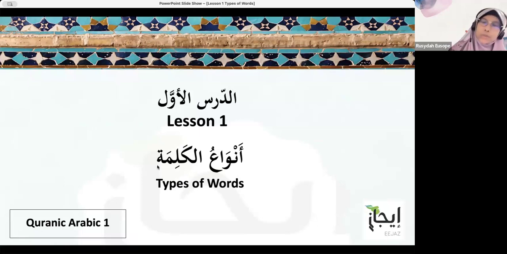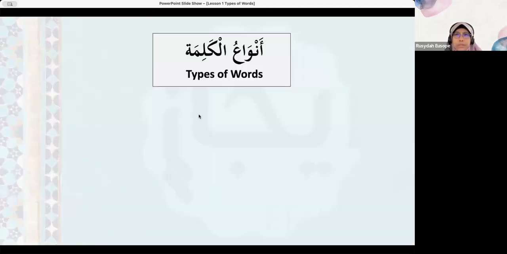So al-kalimatu ends with ta marbutah. The plural form is kalimat. So anwa'ul kalimah means the types of words in Arabic. And I think this topic, the types of words, also exists in all other languages. In any other languages also there are three types of words. It cuts across not only the Arabic language.